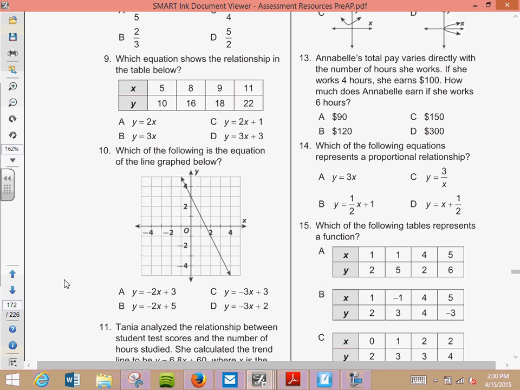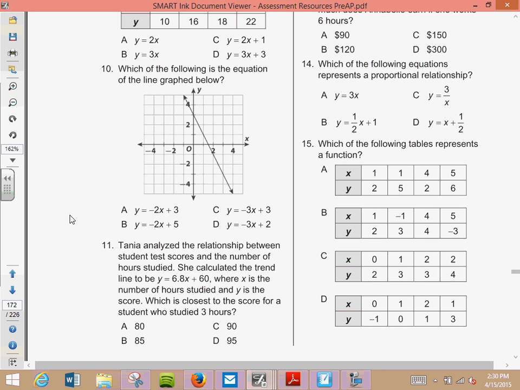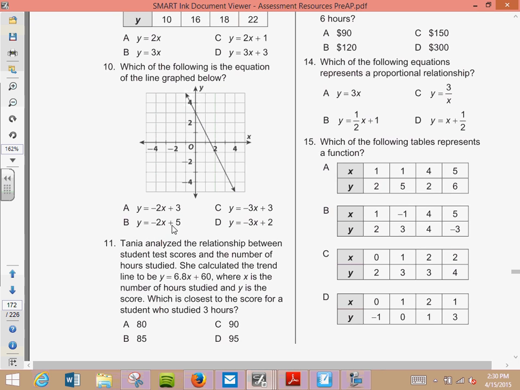All right, number 10. Which of the following is the equation of the line graphed below? What do you do first? Find B, right? So the y-intercept is what? 3. Can you eliminate any of them? You can eliminate B and D, and now you have A and C. Now, how do I figure out what the slope is?